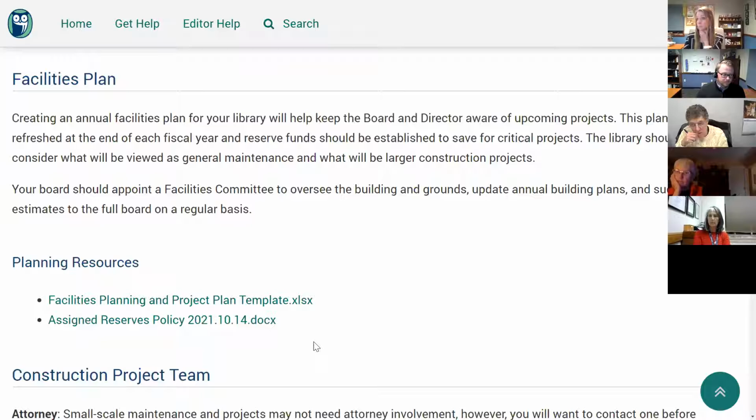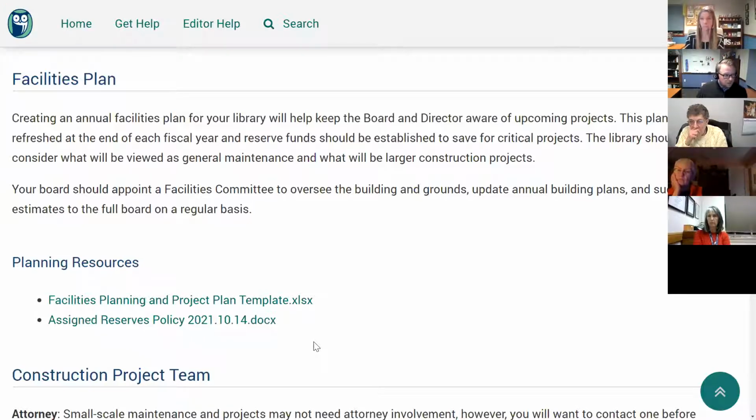Okay. We don't have a facilities plan and we don't actually have a policy to go along with this. Yeah, you're going to want a policy. So first, I need to talk to the board and find out how they want to handle that. If it's a rainy day fund or more of a planning fund?